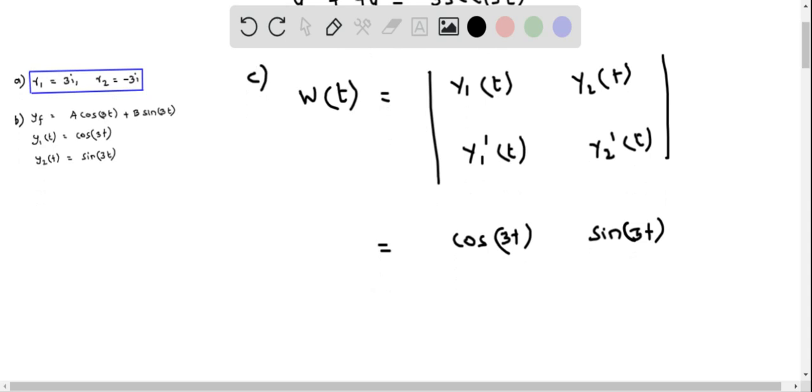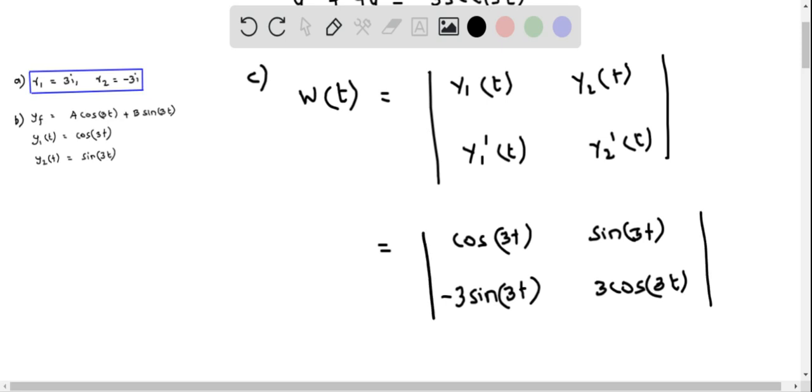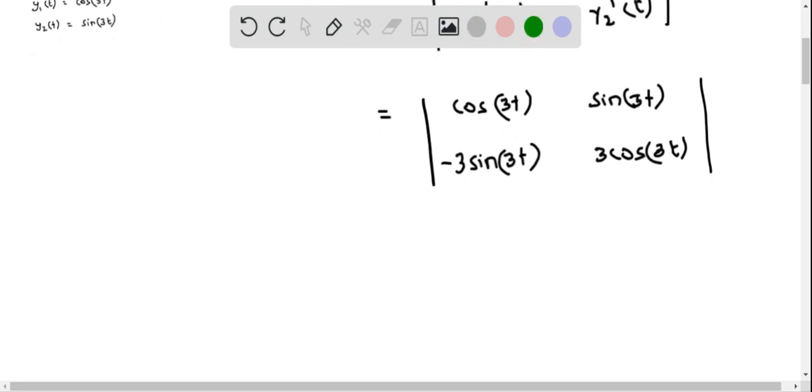And so y1 prime of t will be the derivative of cosine 3t, which is negative 3 sine 3t using the chain rule. And the derivative of sine 3t is 3 cosine 3t using the chain rule. So we have to evaluate this determinant. Let's take the product of the diagonal. We then have to take the negative of the product of the other diagonal. So this will be cosine 3t times 3 cosine 3t, which equals 3 cosine squared 3t.